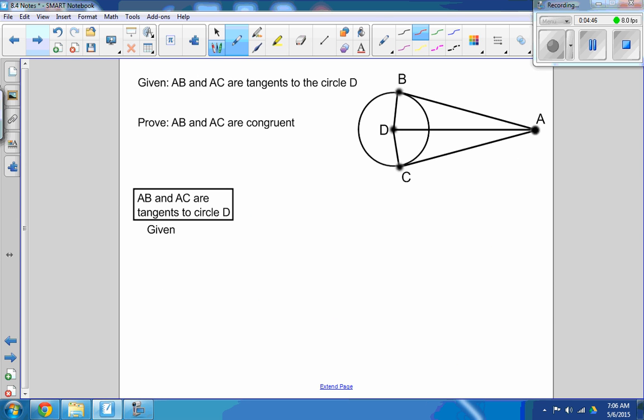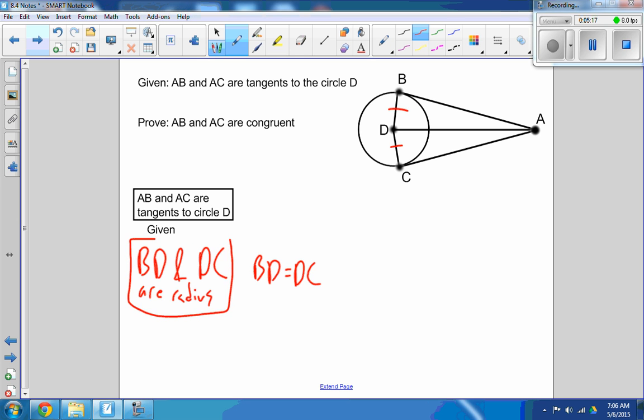All right, let's prove another one. So here we go. We've got AB and AC are tangents to the circle D. We have to prove AB and AC are congruent. So the first thing we're given is AB and AC are tangents to circle D. I'm going to now state that BD and DC are radii, which means BD is equal to DC. These are both because of the definition of a radius.